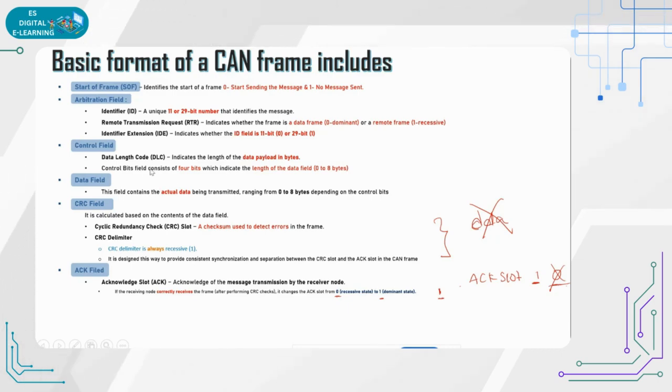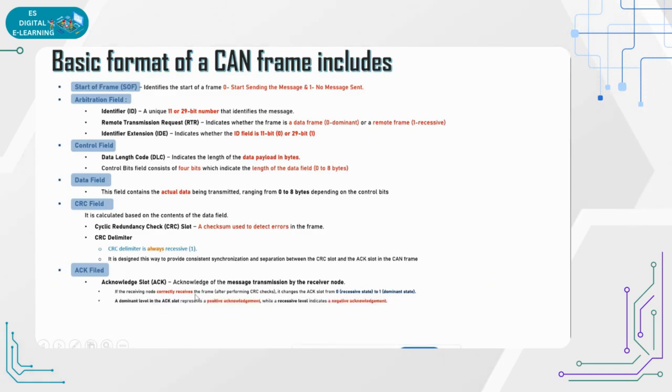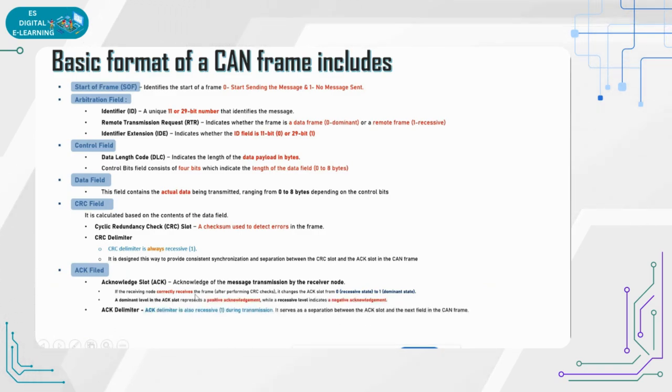Okay, this is what I told you yesterday, the same points; we are revising it again. And next we have the acknowledgement delimiter. The acknowledgement delimiter is always 1. It is changed to 0 if no acknowledgement is sent. Okay, that is a different concept. We'll discuss it further. And these are the delimiters.